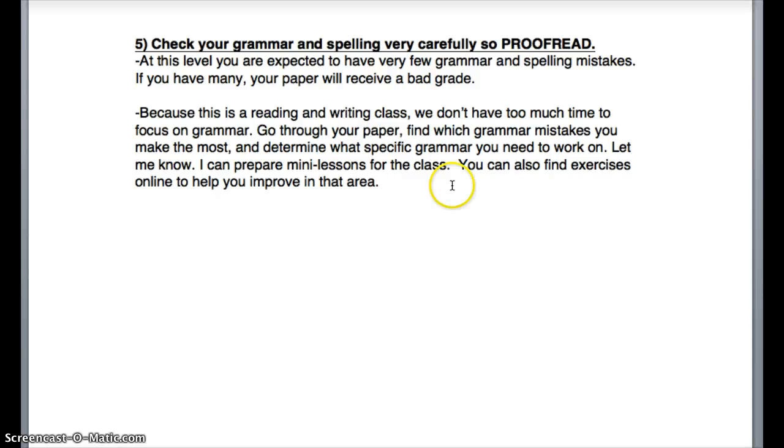Unfortunately, we don't have too much time to focus on grammar in this class. So here's my advice. Go through your paper, find the specific grammar mistakes you need to work on, okay? Let me know and post it in the forum, and then I can prepare mini lessons on these grammar points for the class. We don't have too much time, but I can do small lessons. Also, I can send you guys some exercises online that will help you improve in that specific area, okay?